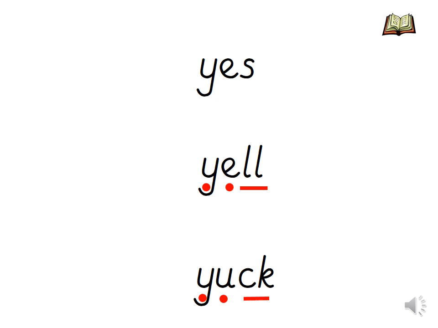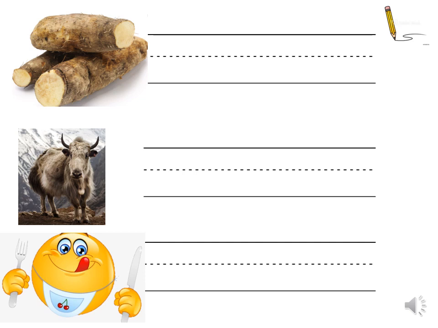Maybe it's something you don't like to eat. I'm going to see if we can write some y words now. At the top, I have got a picture of a vegetable that you might not have ever seen before. It looks a little bit like a sweet potato. And this vegetable is called a yam. Let's stretch out the word yam. Y-a-m, yam. Let's put it on our phoneme fingers. Y-a-m, yam. Can you write it down? Have you added your sound buttons?